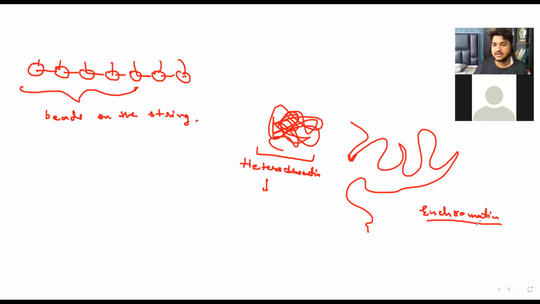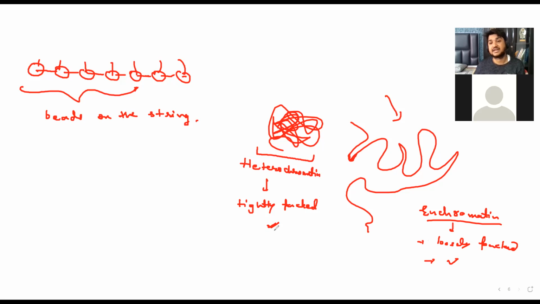Euchromatin is loosely packed, very open, and heterochromatin is tightly packed. Now just tell me, if a catalyst enzyme wants to make mRNA from the DNA, which one can help in formation of mRNA very easily, the loosely packed one or the tightly packed one? The loosely one, because the tightly packed one is very condensed and dark. So which is transcriptionally active? Euchromatin.